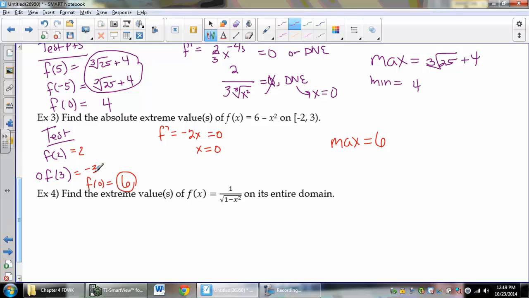My lowest point happens to be -3, but it's not a point at all, it's a hole. So there is no absolute min. So we only have a max for that one.